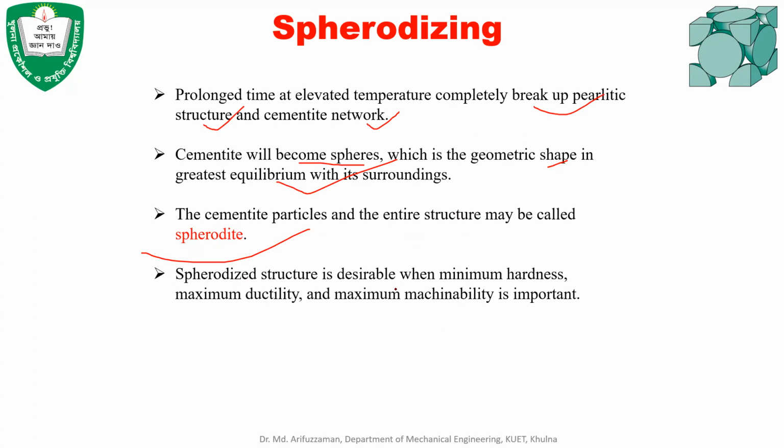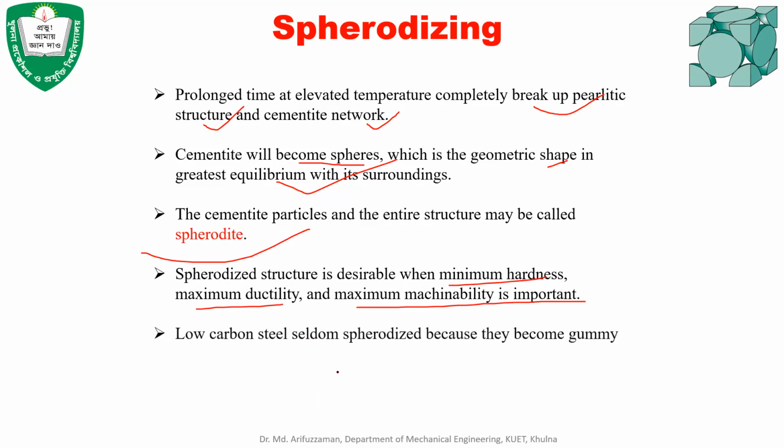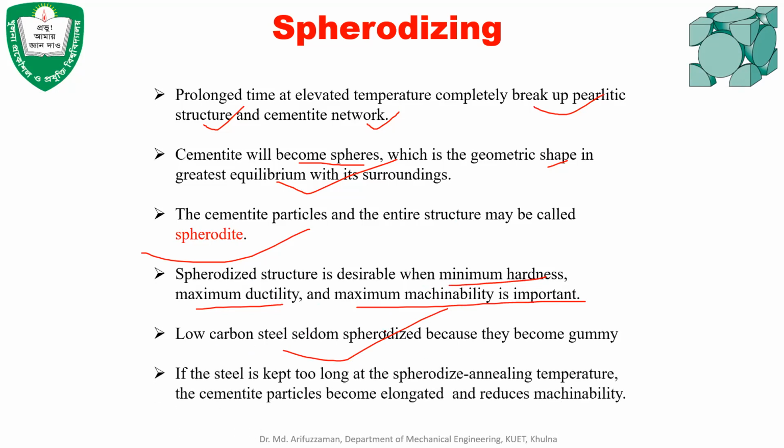And also there are some other properties that can be obtained if you do the spheroidizing, like minimum hardness. Hardness will be very small, maximum ductility, maximum machinability. These are the important properties that can be obtained by doing the spheroidizing. But low carbon steel does not spheroidize because it has a very small amount of iron carbide. That means a very small amount of cementite is present in the low carbon steel.